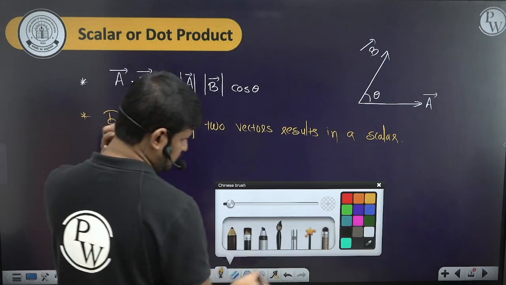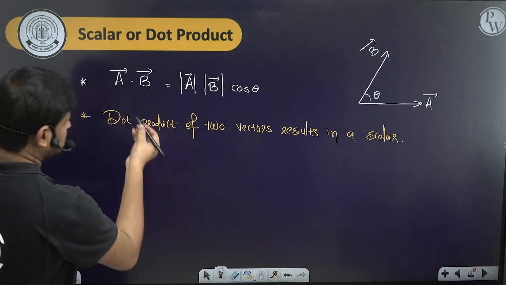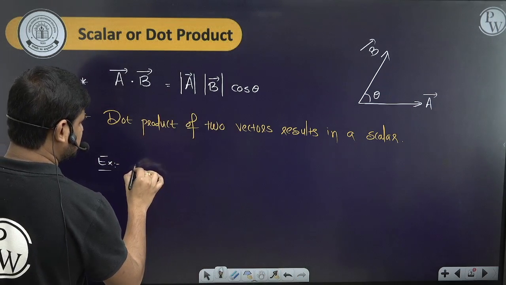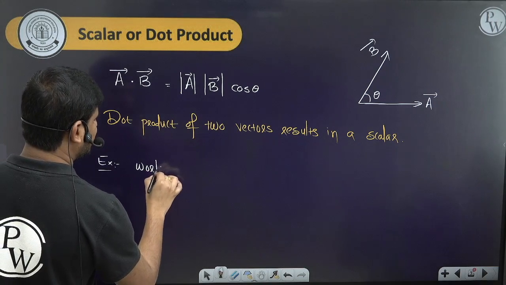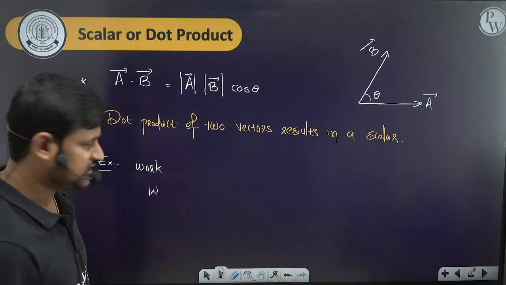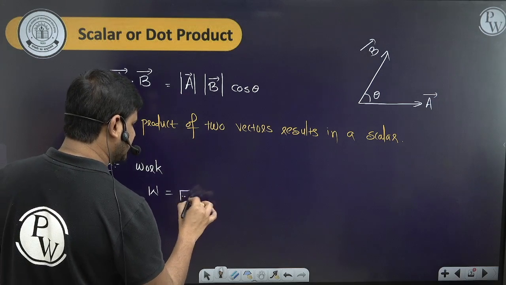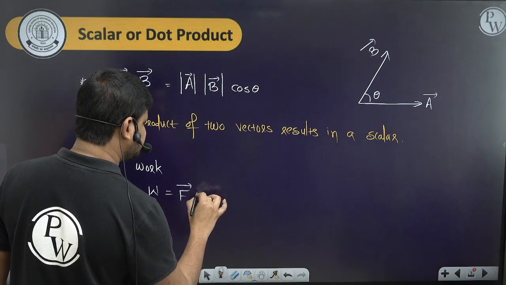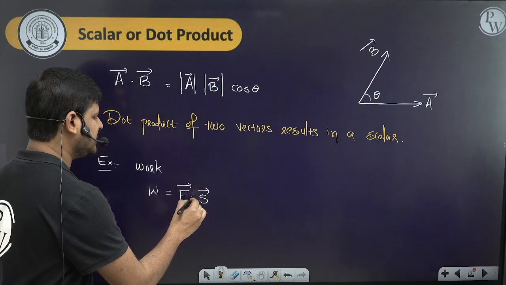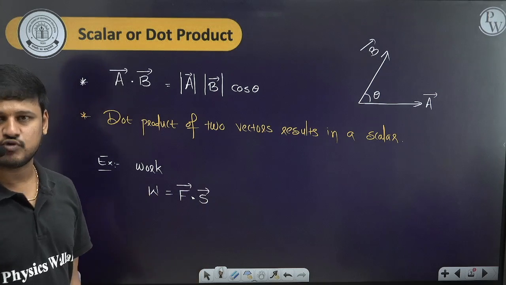Now, let's take some dot product examples. First, work done is a dot product. In 9th grade you learned that work is nothing but force into displacement, where force is a vector quantity and displacement is also a vector quantity. When you multiply these 2 by dot product, we get the work, where work is a scalar quantity, right?